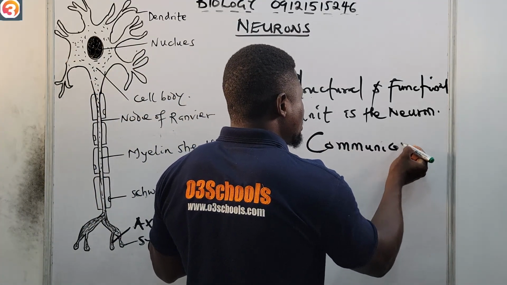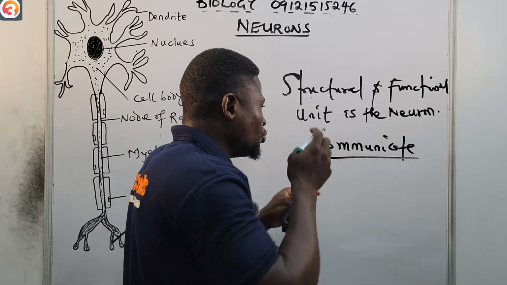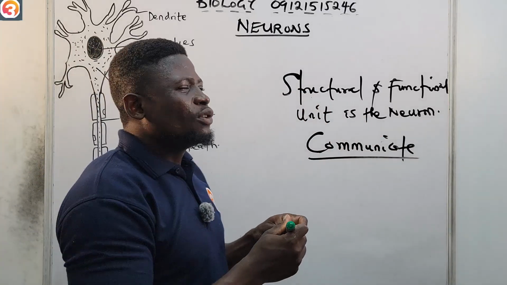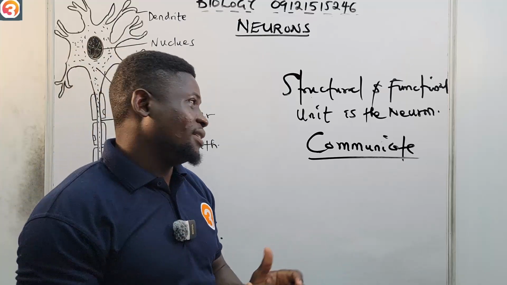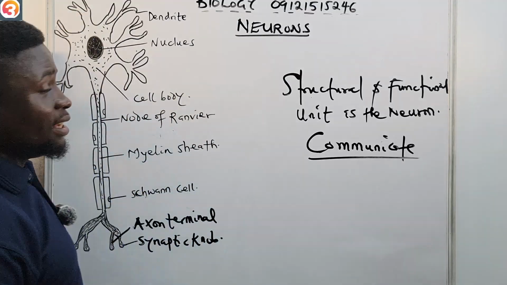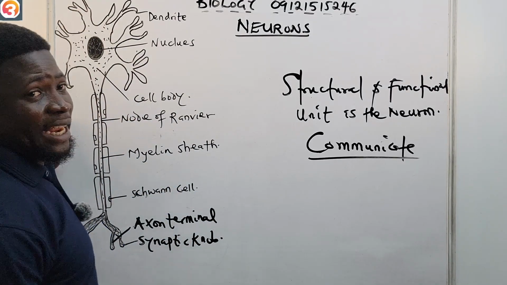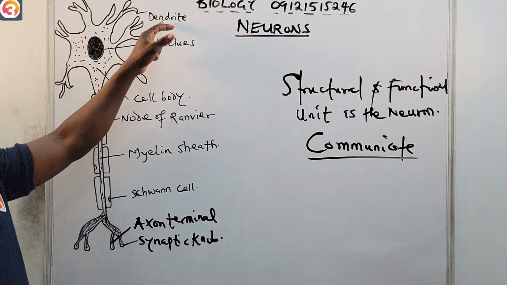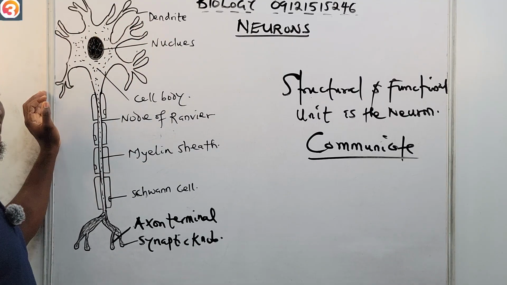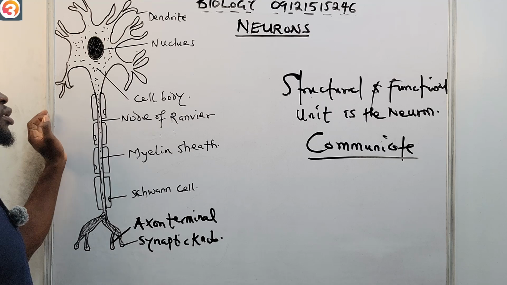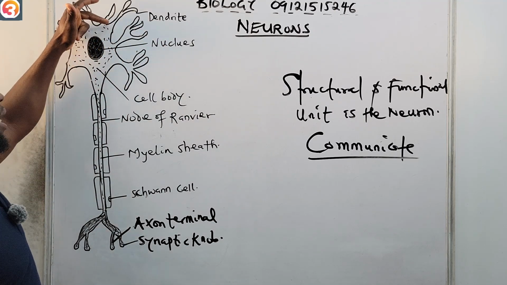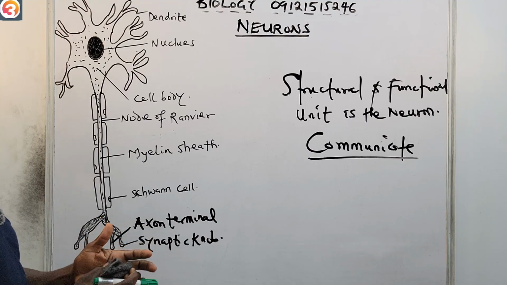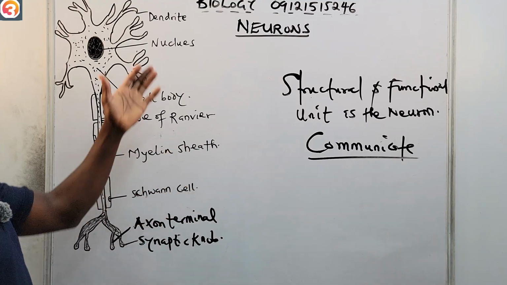There are many neurons in the human body, and these neurons communicate and interact with each other. This is the structure of a neuron. You can see from my left-hand side here, it has the dendrites. We are going to see the function of all of these parts. The dendrite receives the information. Before the dendrite, somewhere you have the dendrons. Dendrons pass the impulse to the dendrite.